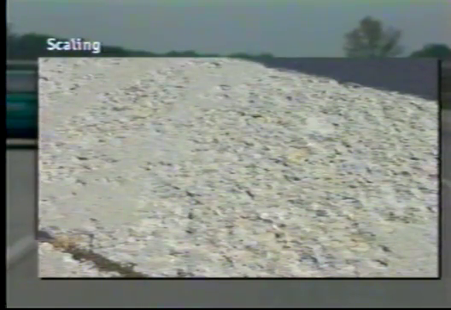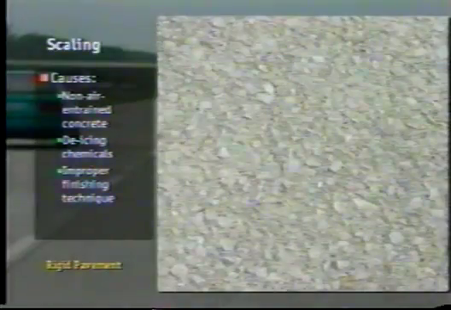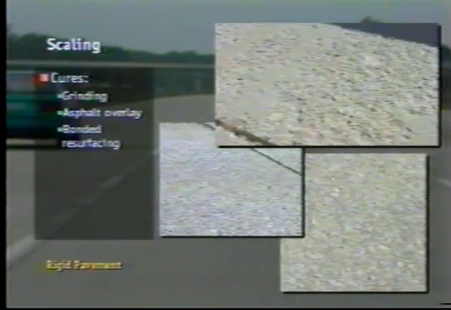Scaling is a surface deterioration where fine aggregates and mortar are lost. This is generally caused by using non-air entrained concrete and de-icing chemicals, or by improper finishing techniques. Several options include grinding, asphalt overlays, a bonded concrete resurfacing, and partial depth patching.